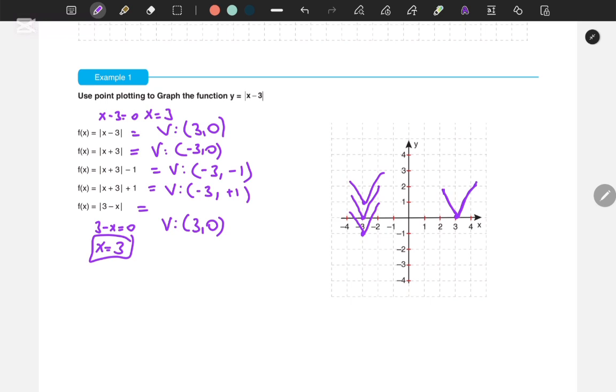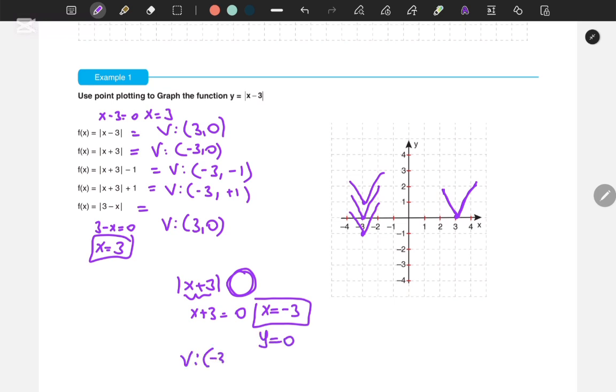Shortly, if you have any example, always make the inside of the absolute value equal to 0. When you find this one, it means that this is the x value. Then see if there is an outside number. If there is no outside number, it means that y will be 0. So as a vertex, x is negative 3, y is 0. That's it.